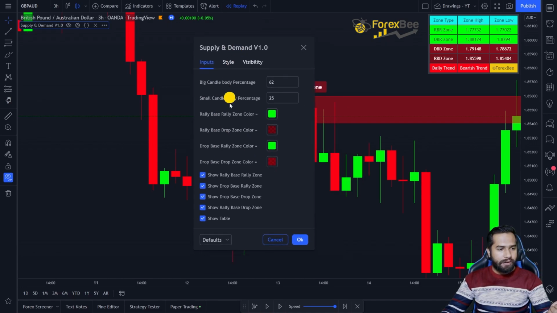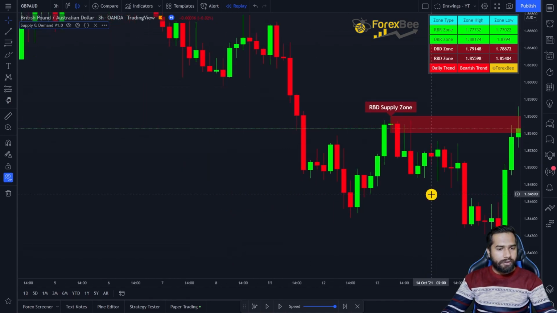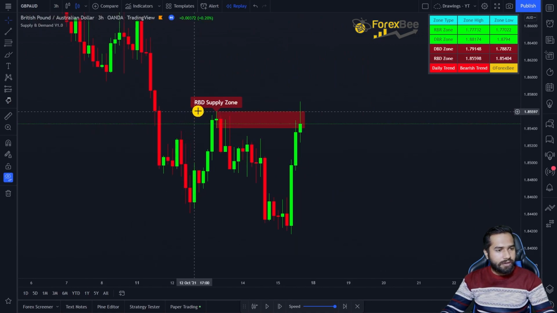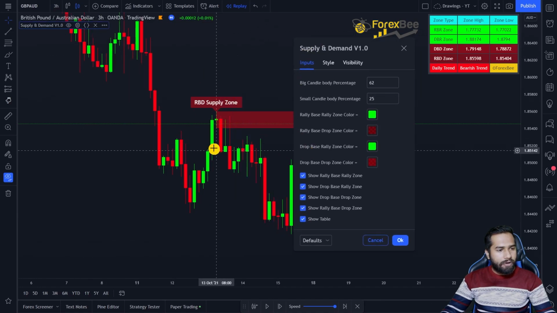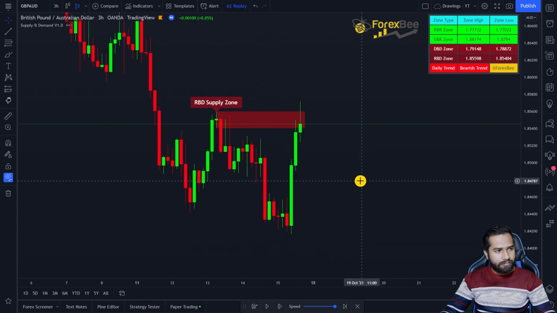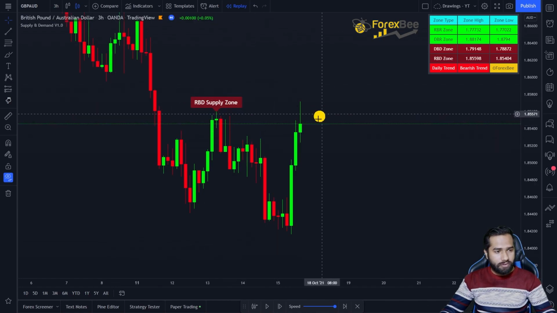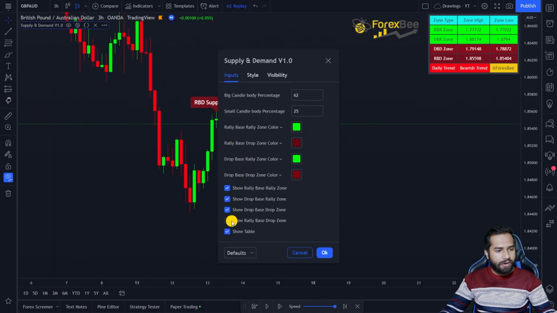Now we have added the option to show or hide any zone you want. If I go to settings, here you can see that a rally based drop supply zone is forming. If for some reason I want to hide this rally based drop supply zone and not see it in real time, I can go inside the indicator settings, uncheck show rally based drop supply zone, and when I hit OK, it's going to disappear. As you can see, the zone is gone because the indicator has hidden it. You can uncheck the boxes you want, and the indicator will hide those zones for you.